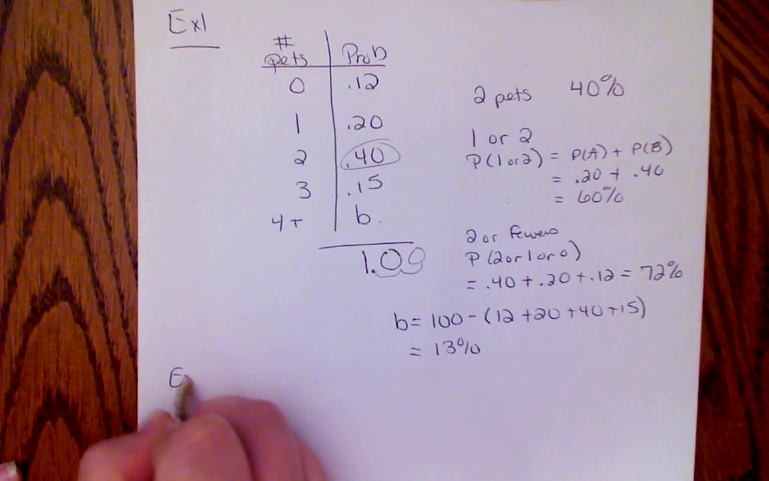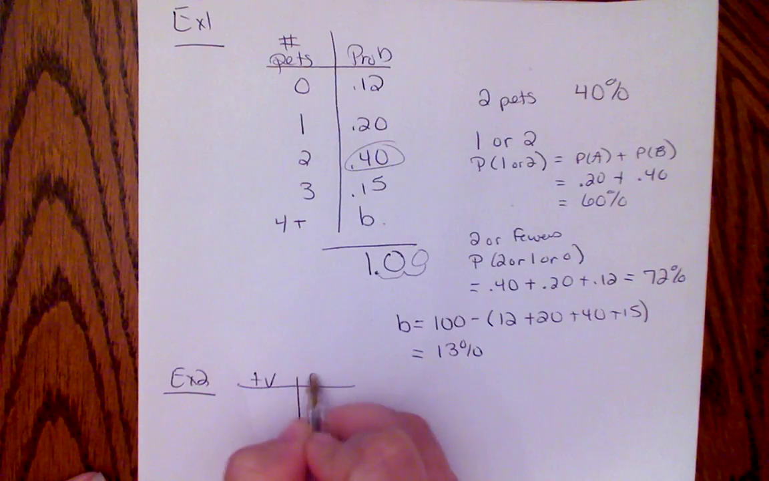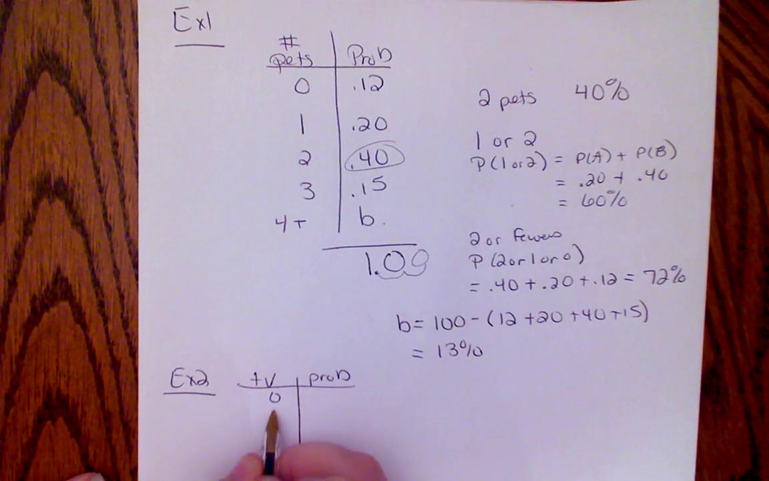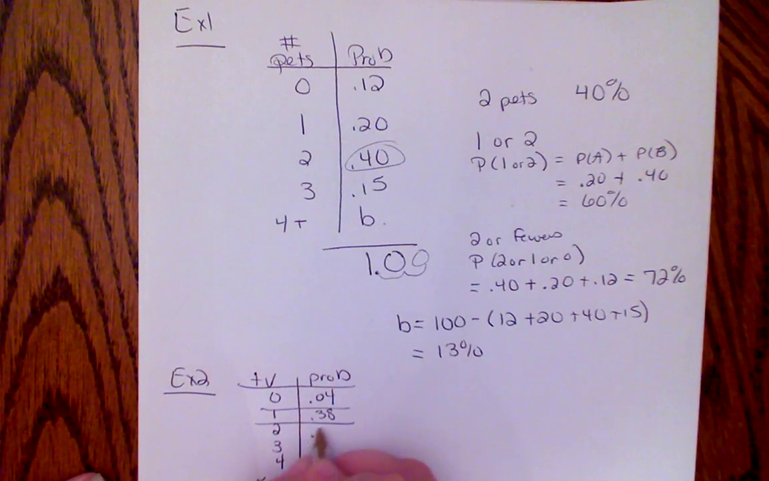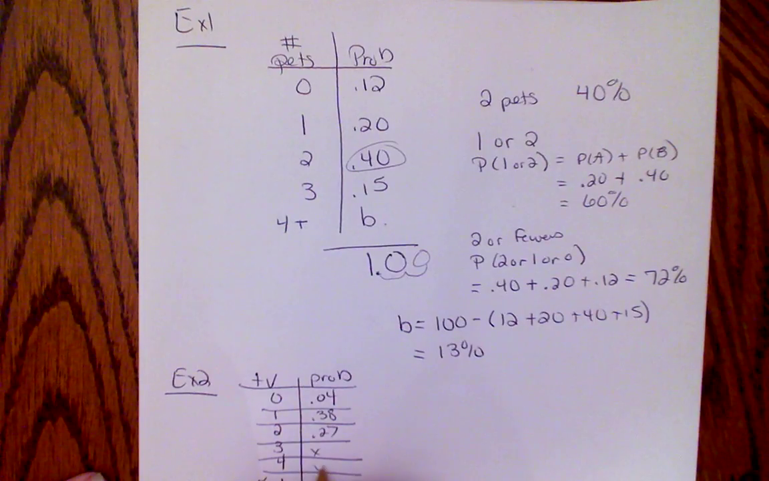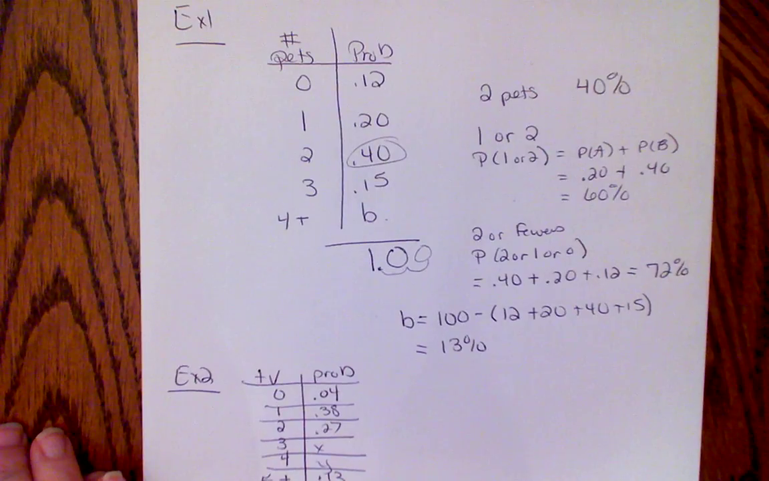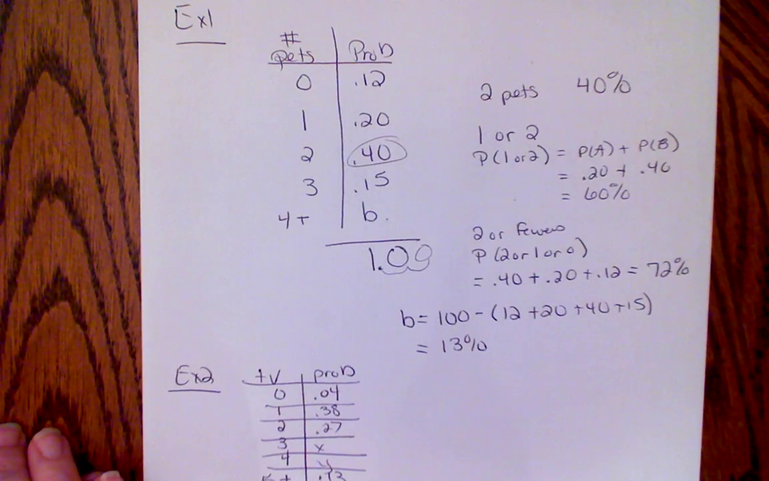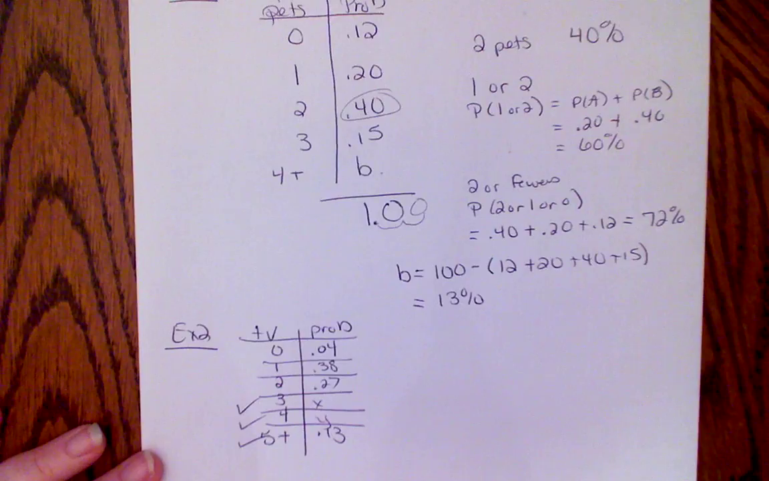All right, for example 2, we're dealing with TVs. So we got 0, 1, 2, 3, 4, and then 5 or more. It's 0.04, 0.38, 0.27, X, Y, and then 0.13. It asks you to find the probability that a house in the community will have at least 3. So at least 3 means they could have 3, they could have 4, or they could have 5 or more. So that is at least 3.